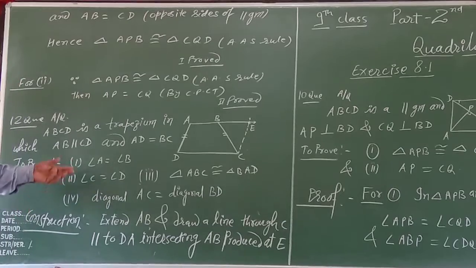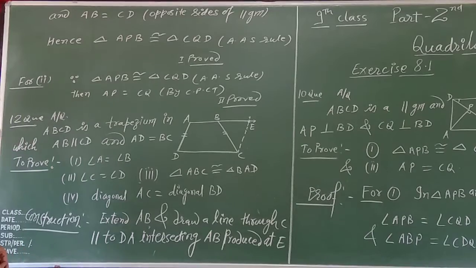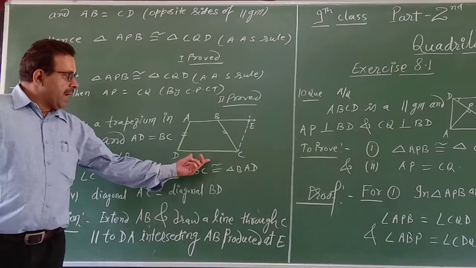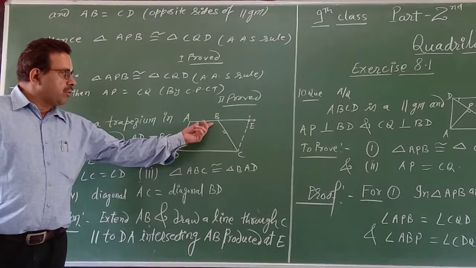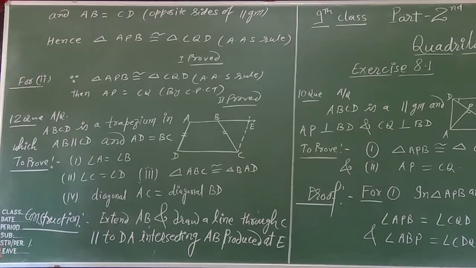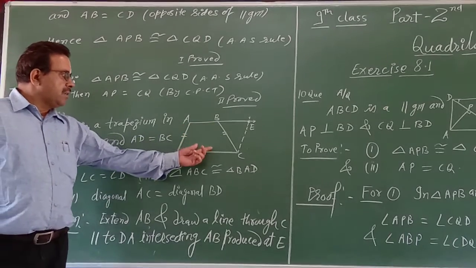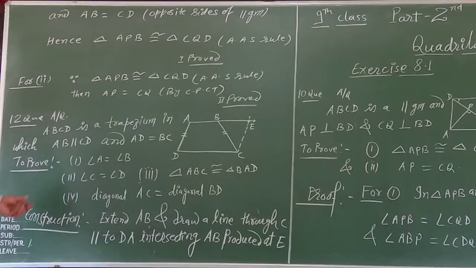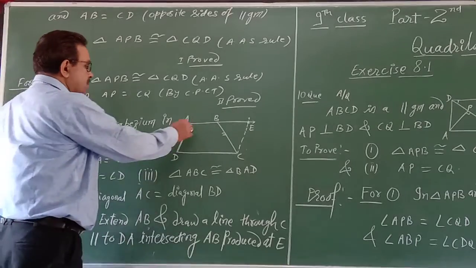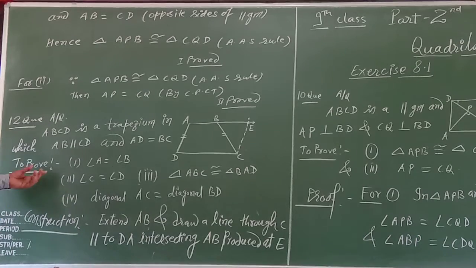ABCD is a trapezium. We are given ABCD is a trapezium in which AB parallel CD. As we know, by the definition of a trapezium, one pair of opposite sides of a quadrilateral is parallel. Then we can say that the given quadrilateral is a trapezium. And also AD is equal to BC. These are not parallel sides, but we are given these are equal. Now we need to prove.